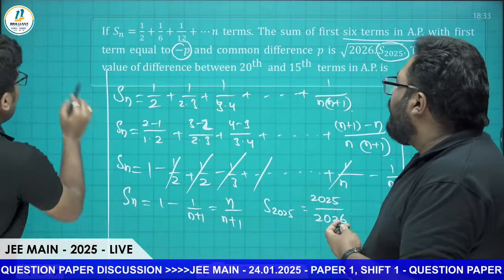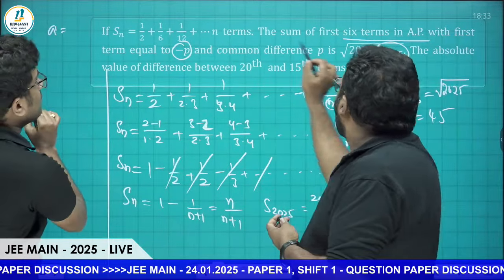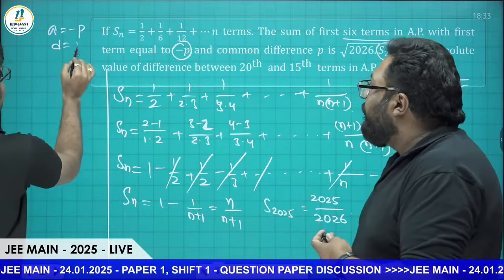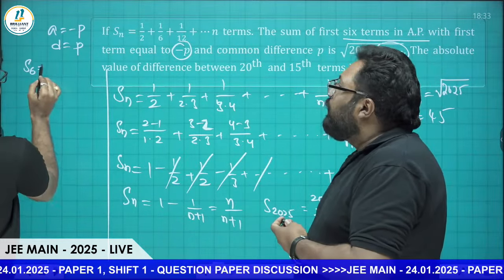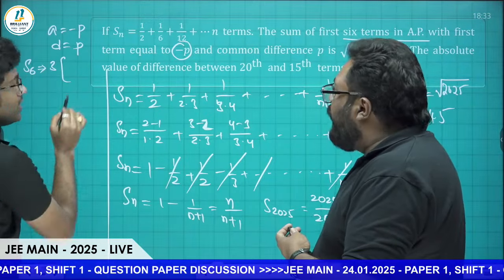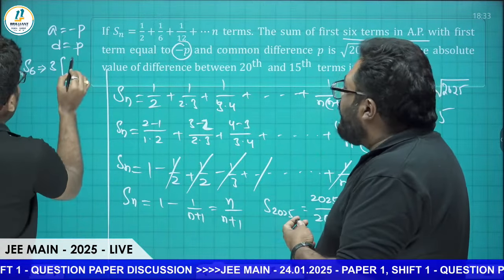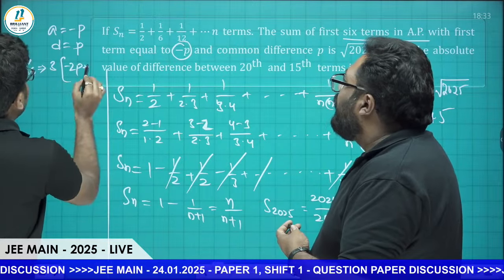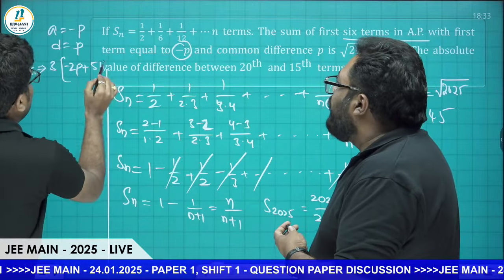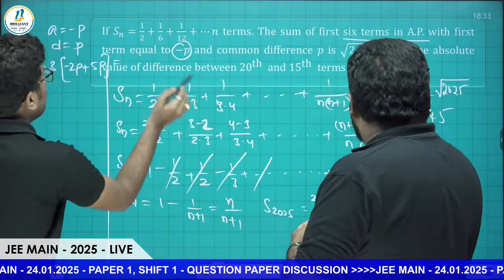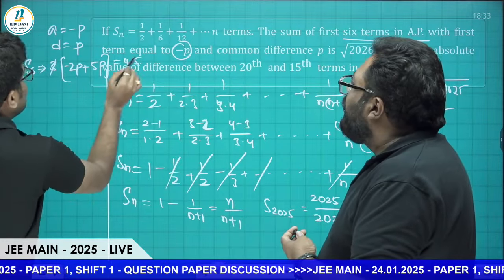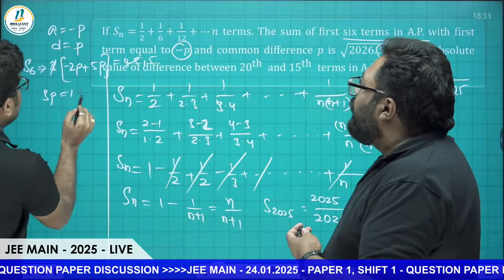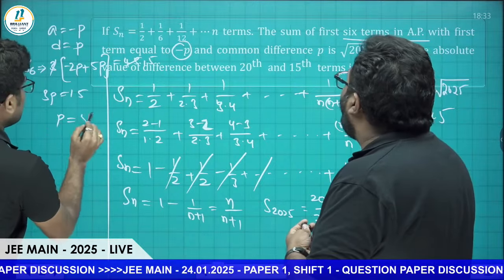You can put the first term as minus P and the common difference as P. So we will substitute in the S6 formula, guys. 6 by 2, which is 3, into 2a, that is minus 2p, plus (6 minus 1), 5 into p, is equal to 45. So 3 ones are 3, 15. That means 5p minus 2p, 3p is equal to 15. P is equal to 5.